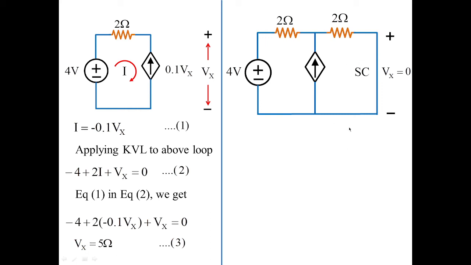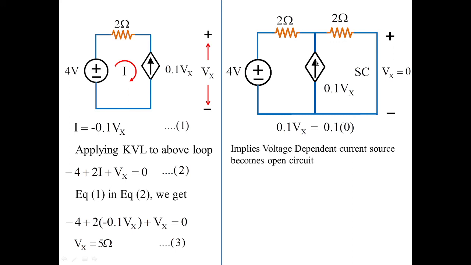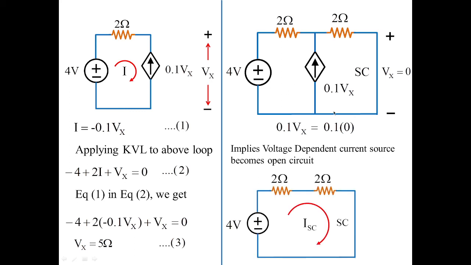And remember, when this terminal is short circuited, it is indicated that the open circuit voltage is shorted. When the open circuit voltage is shorted, Vx is equal to 0. And when these short circuit conditions exist, then this 0.1 Vx, which is the voltage dependent current source, Vx multiplied with 0.1 will give you the value as 0. Now this 0 is applicable over here, and 0 multiplied with 0.1 makes this current source open circuited. So the voltage dependent current source becomes open circuit, and this is how the circuit looks.